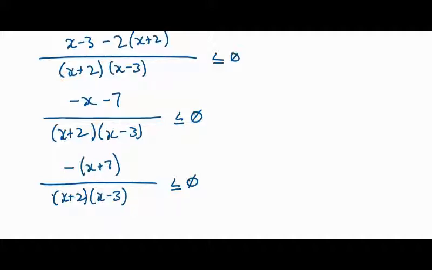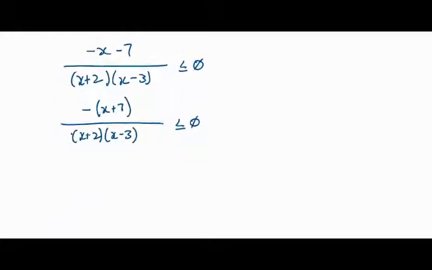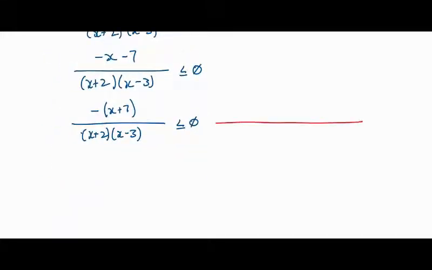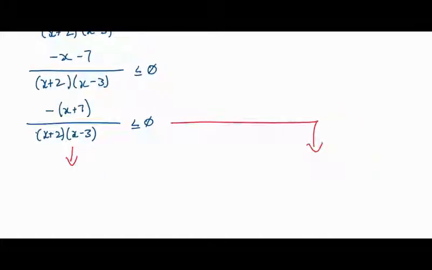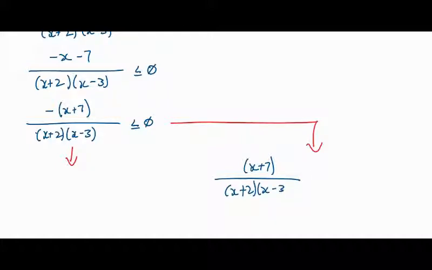What could we do next? What do we have to do when we multiply both sides by -1? Flip the sign. So we're going to do that over here. And then over here, we're going to do the other way. So if I flip the sign, I get x plus 7 over x plus 2, x minus 3, greater than or equal to 0. And over here, I'm going to pull the negative out front. I get x plus 7 over x plus 2, x minus 3.